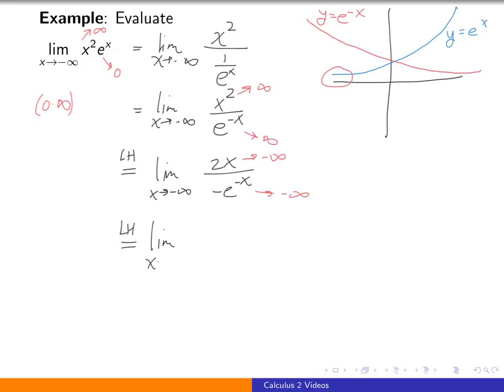This will become the limit as x goes to minus infinity of 2 divided by, and when we differentiate the bottom again, we'll have minus and minus, so this becomes e to the minus x. The bottom is still going to infinity. Dividing a number by something which is getting really big is going to give us a limit of 0. Remember, dividing by something big gives you back something small.